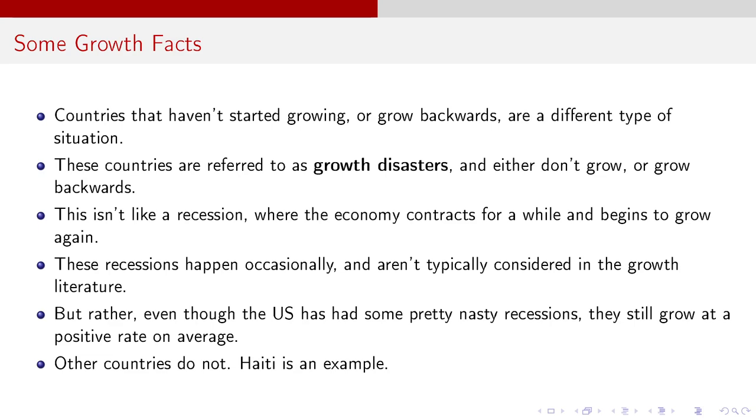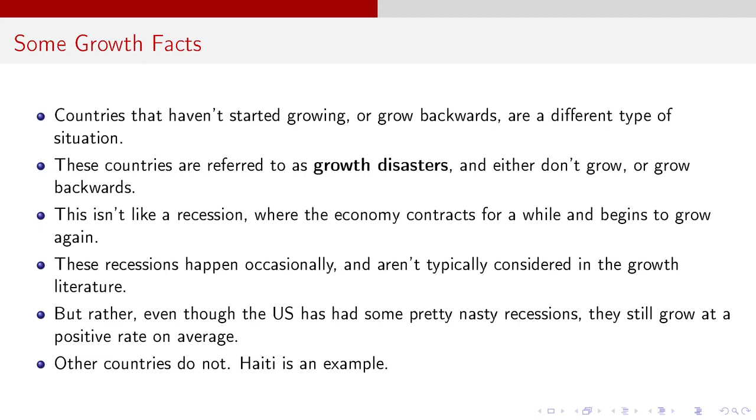So the countries that grew really, really fast and caught up to the developed nations, those are growth miracles. The countries that don't grow or grow backwards are known as growth disasters. Now, this isn't like a recession, where the economy contracts for a while and then recovers and starts to grow again. Yeah, recessions occasionally happen, but they're not really considered in growth. Instead, these growth disasters are not growing at all, or they're consistently growing backwards, right? They're losing value in their economy.